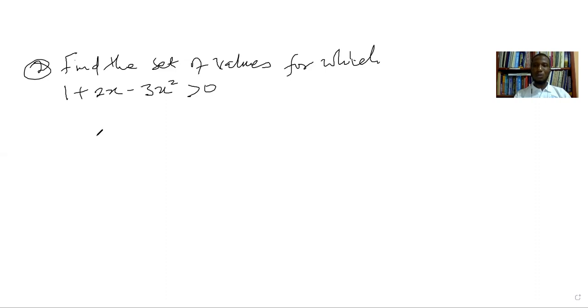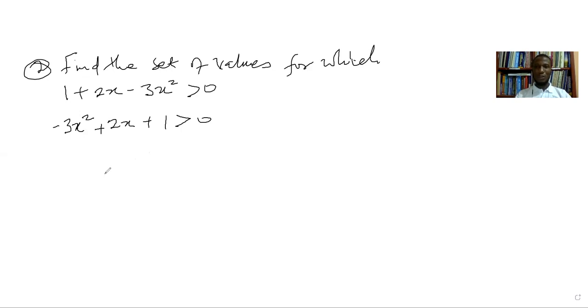But for the sake of those who might be having challenges understanding this, let me quickly rearrange it so that we have negative 3x squared plus 2x plus 1 greater than 0. It's the same thing. We have just brought the first term first, second term, and then the third term last. So it doesn't change anything. So you remember the steps.